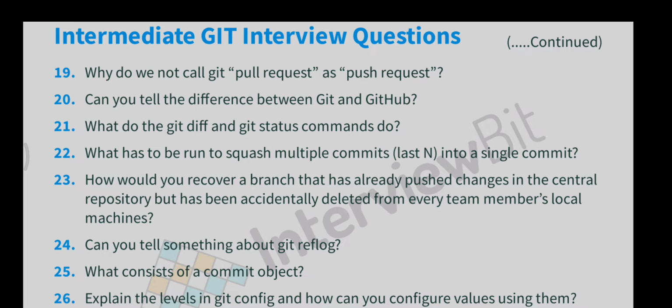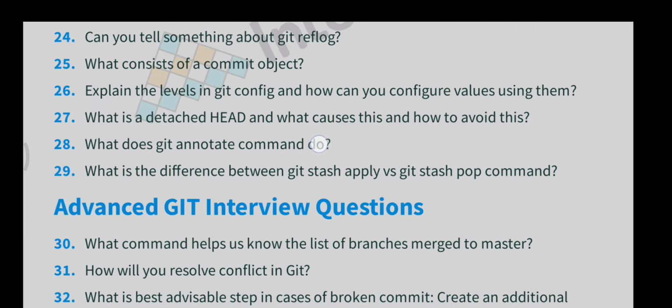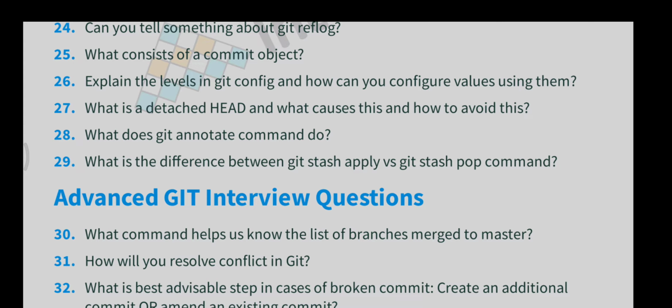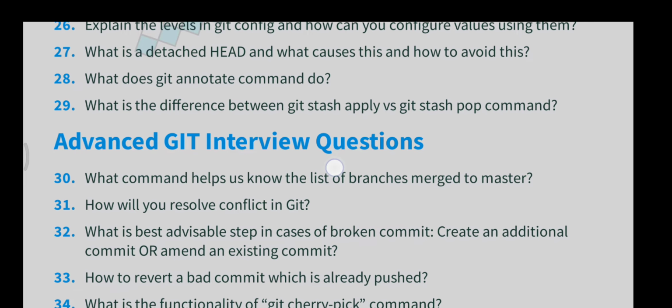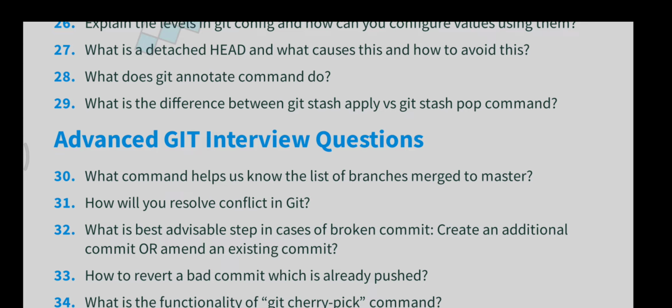Explain the levels in Git config and how can you configure values using them? What is a detached head and what causes these and how to avoid these? What does git annotate command do? What is the difference between git stash apply versus git stash pop command?